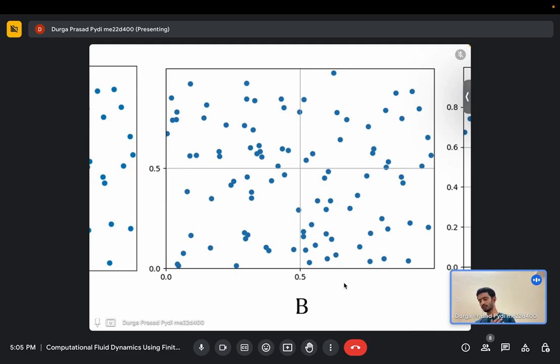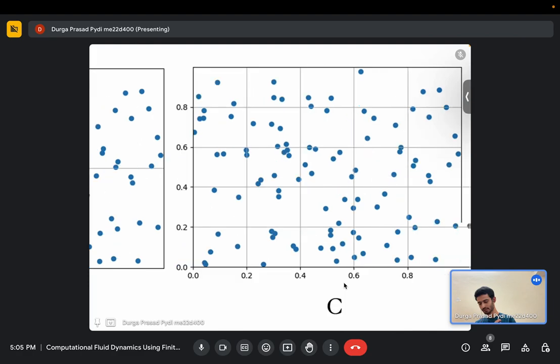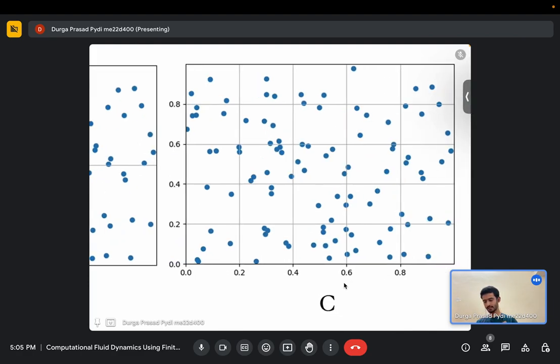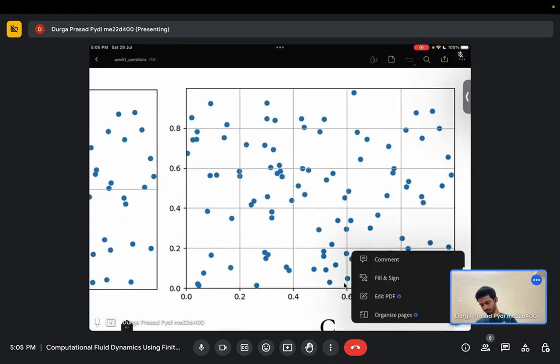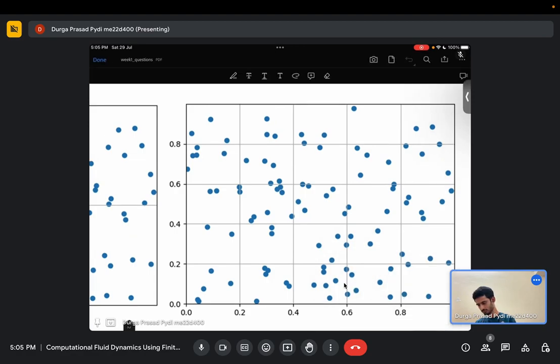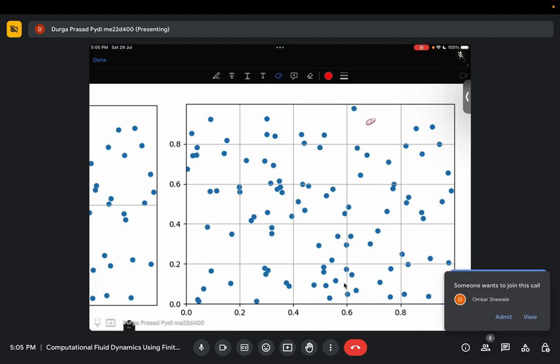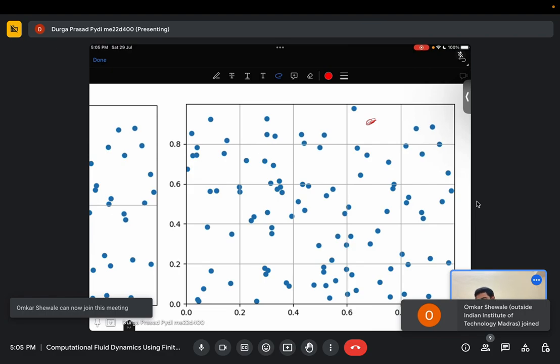Say quadrant 1, quadrant 2 might have a value different from quadrant 3 or 4. So what is it that we are trying to say when we mean the length scale should be greater than a millimeter? That becomes clear when you see part C. If you see this particular quadrant, there is only one particle over here, but in this particular quadrant there are so many particles.